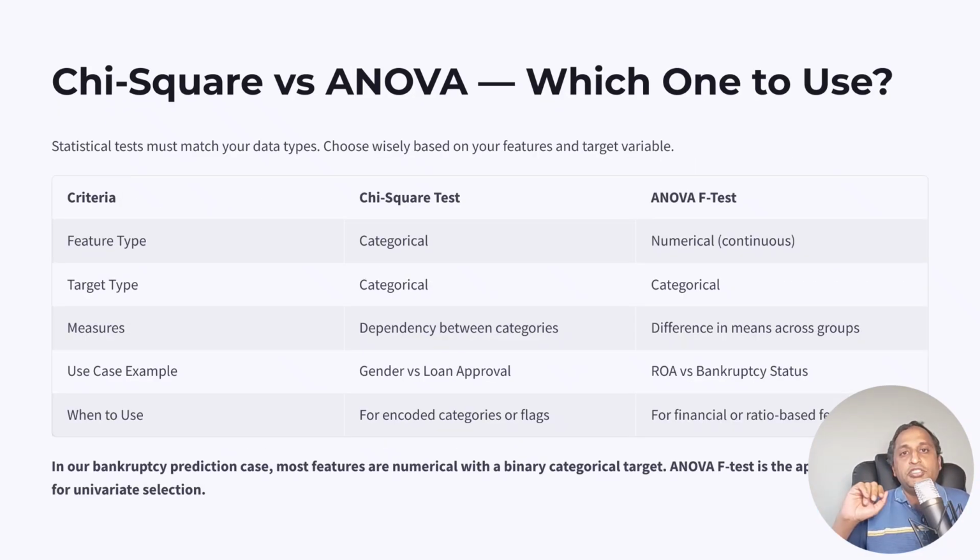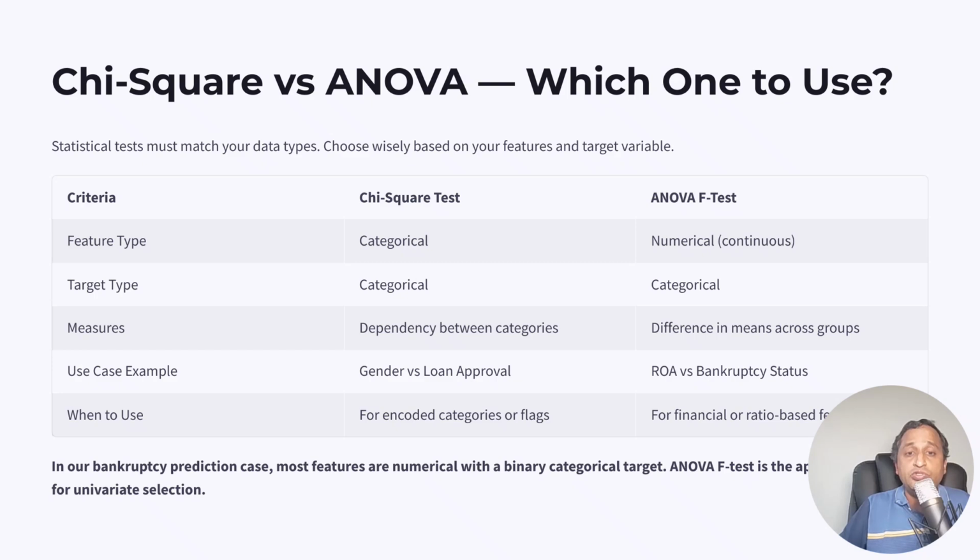In the previous session, we discussed the chi-square test. Now we have discussed the ANOVA test. Let's see which one to use when. When doing univariate feature selection, one of the most important decisions is choosing the right statistical test, and that depends entirely on the type of the features and target variables. Let's break down when to use a chi-square test versus the ANOVA F test.